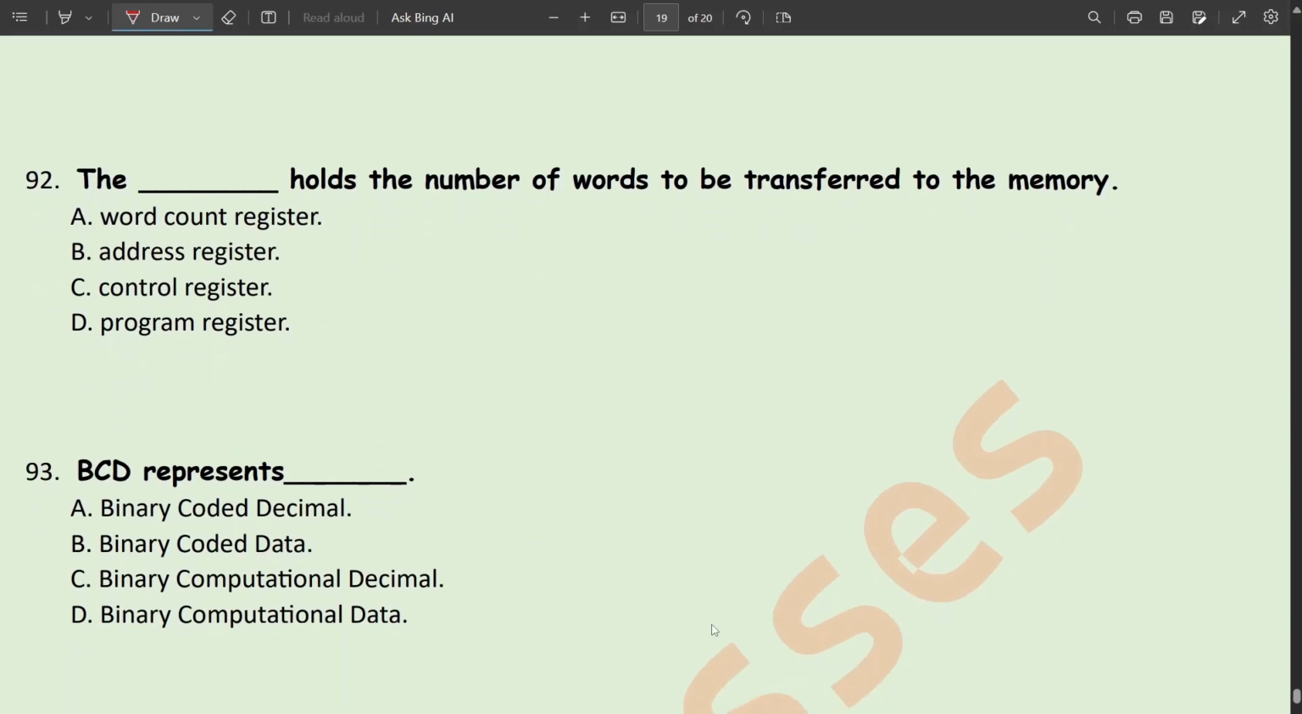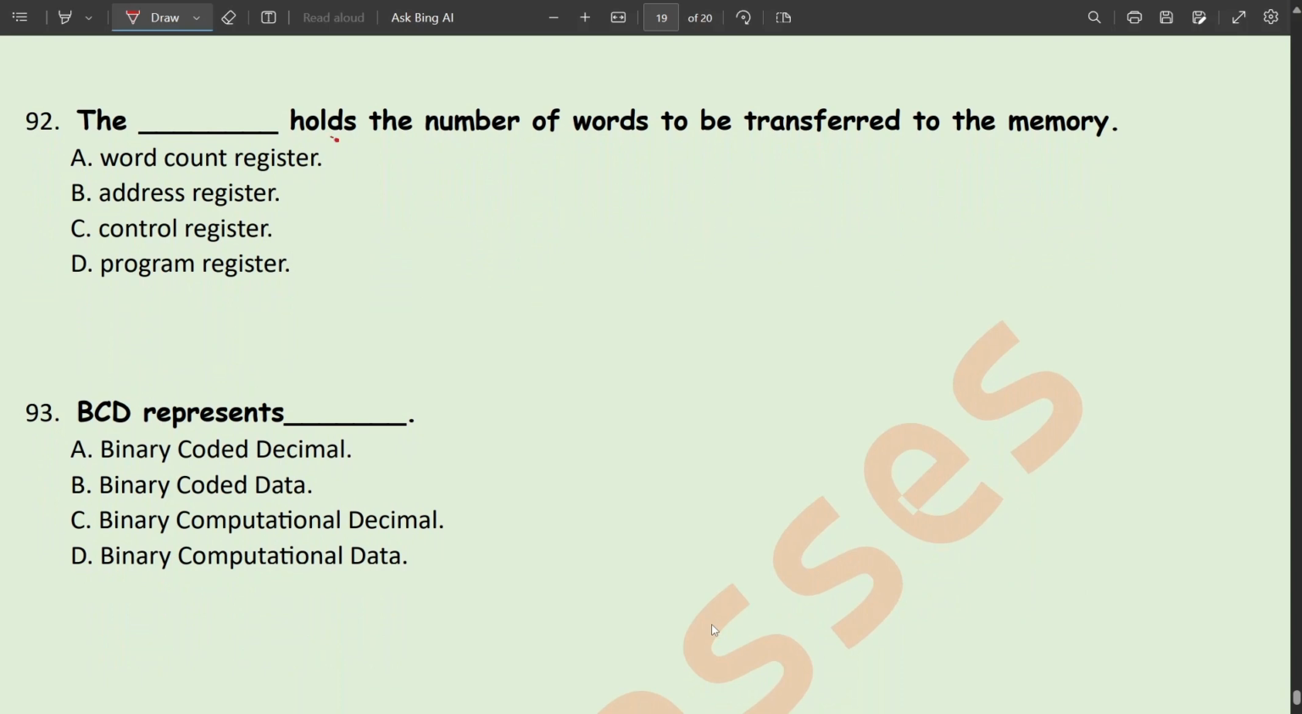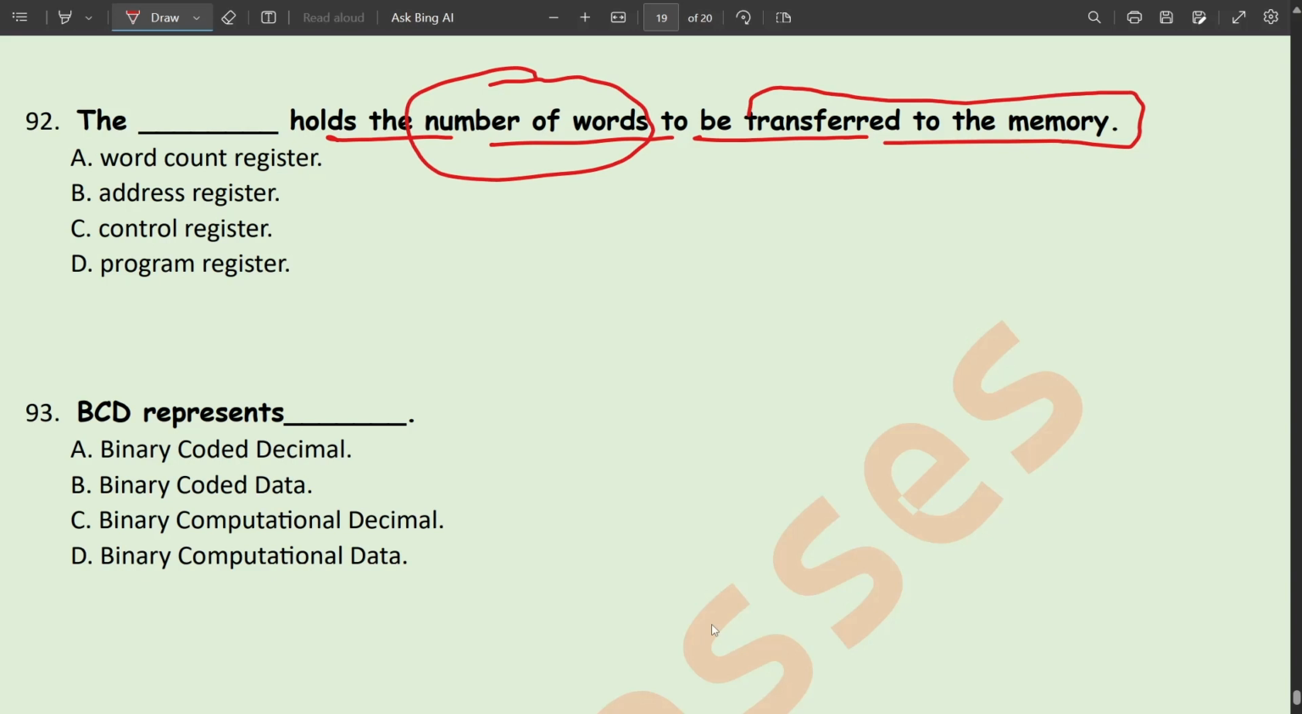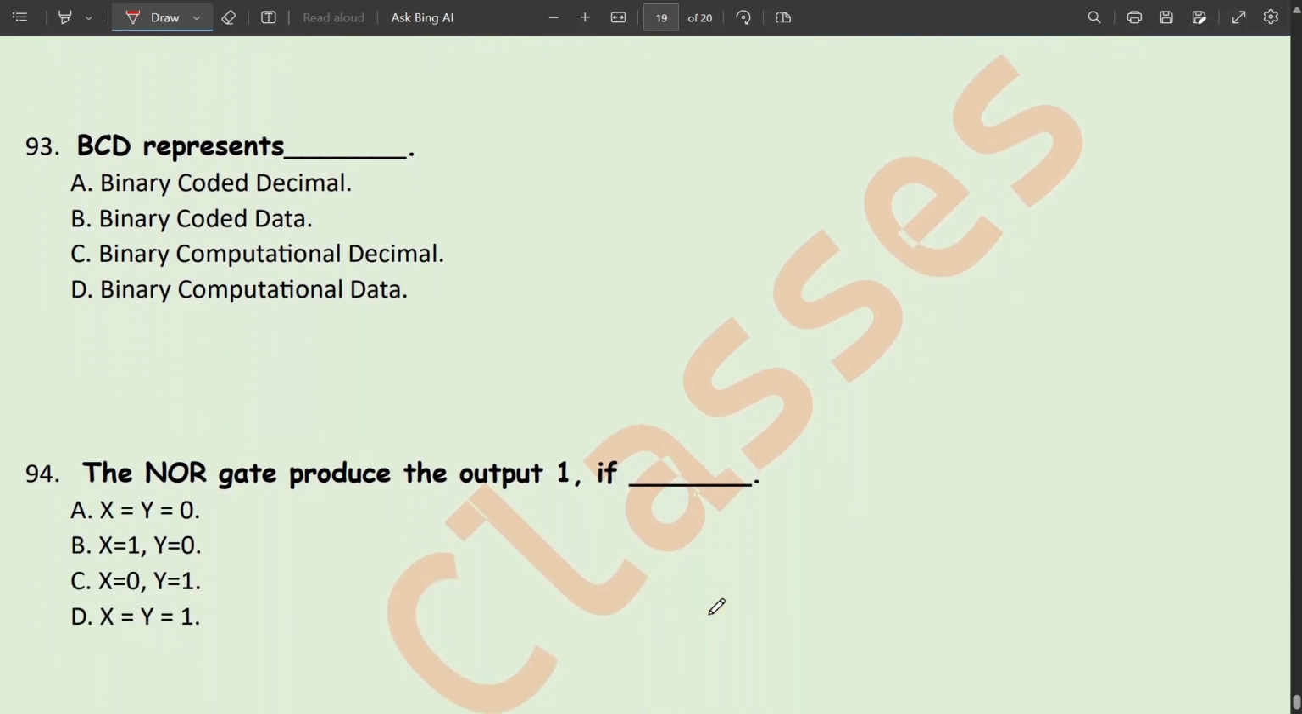Next, the register that holds the number of words to be transferred to the memory. Which holds the number of words? We need the word counter register. Option number A is correct. Next, BCD represents what? Binary coded decimal. Option number A is correct.